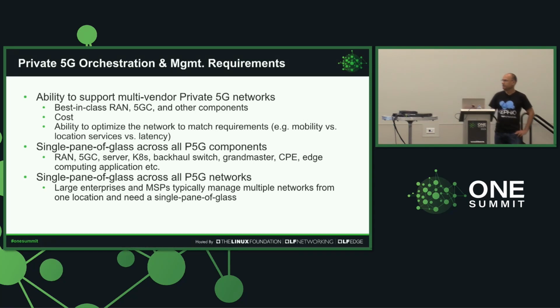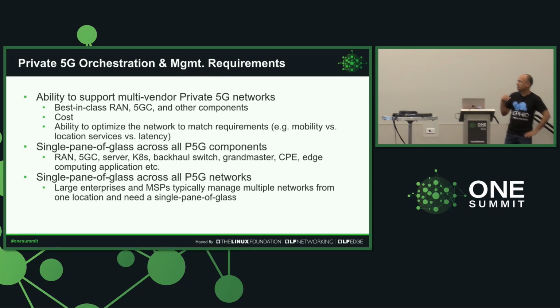So, the private 5G orchestration and management problem. The first problem for orchestration and management in private 5G is to support multiple vendors. The whole idea is you can choose the best-in-class RAN, the best-in-class 5G core, and other components. The other components can be servers, a Kubernetes distribution, a backhaul switch, an edge computing application, CPE. There are just many, many components that go to make up a private 5G.